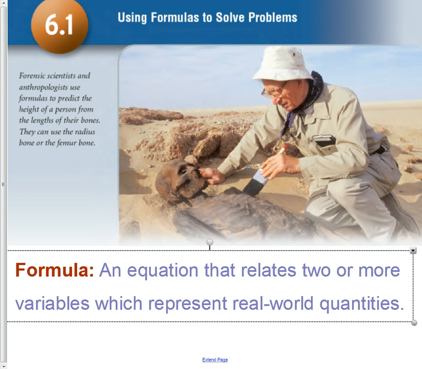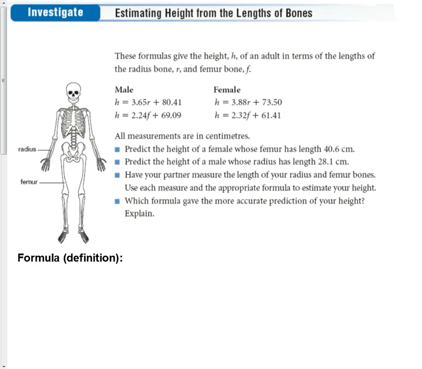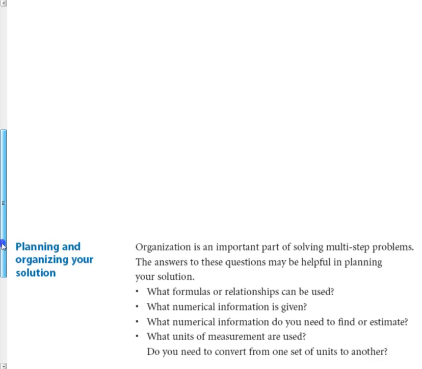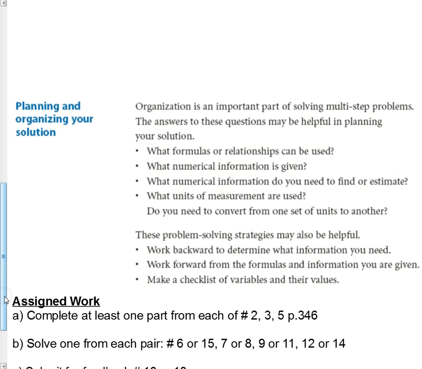We're going to go through some examples here. You have a worksheet that in class you'll fill in the definition for the formula. You'll also use two formulas for height relating to the radius and the femur bone in male and female, and you'll have a chance to test how accurate those formulas are. We have a summary at the bottom of that, which helps you to plan and organize your solution when you're working with a formula. Questions you can ask that help you, strategies that you can use.